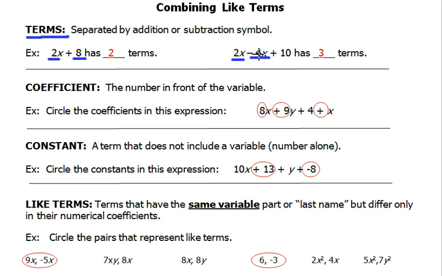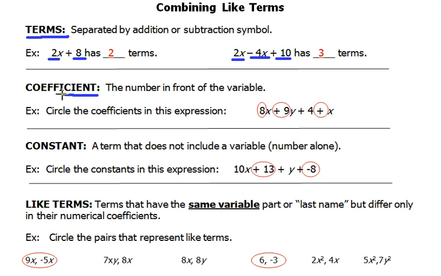When I talk about a term, I also pull in the sign or the operator in front of that term. The operator tells me whether that term is positive or negative. In this instance, this 4x is negative, so I say it as negative 4x. And then I have a positive 10. So I have 1, 2, 3 terms here, all those things around the addition and subtraction signs.